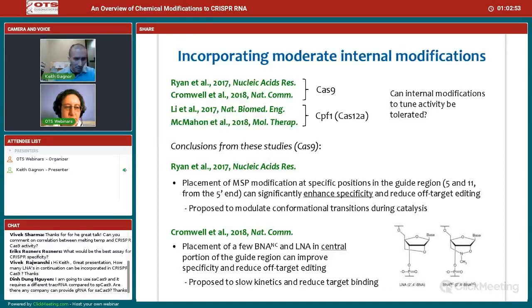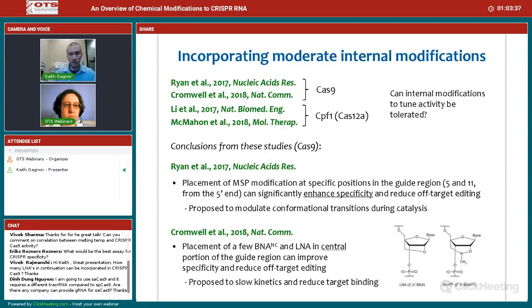Someone says, I'm going to use saCas9 and it requires a different tracer RNA compared to SpCas9. Are there any companies that can provide guide RNA for saCas9? Yes, there are. You can just design your own and order it from IDT. Synthego, I believe, makes tracer RNAs and CRISPR RNAs for different enzymes. Not a lot's been done testing other Cas9s. However, in the Karchi et al. paper, which was the DNA substitution paper from my lab, we did test these effects on saCas9 and saw the same trends. What we were looking for is that enhanced activity when you placed DNA in there. So yeah, saCas9 should work well.